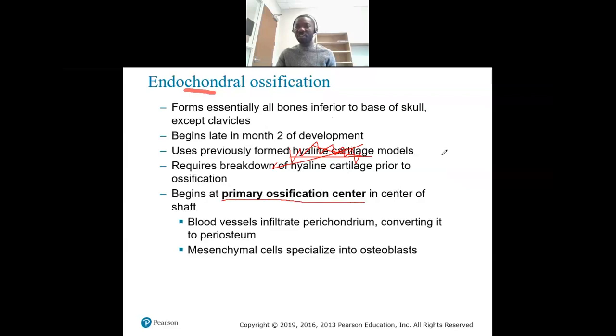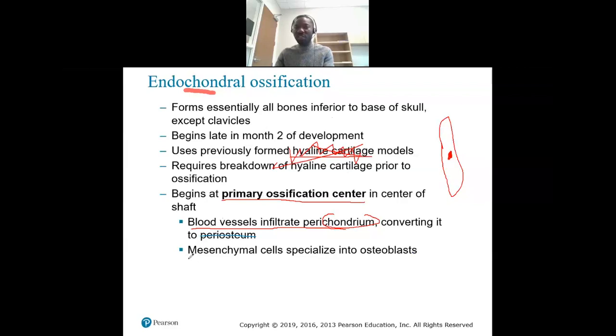All right. And usually this is at the middle of the shaft. So you have the shaft, and the primary ossification center is usually at the beginning of the shaft. Now, at this point, what is going to happen is there will be blood vessels that will penetrate the perichondrium. You remember perichondrium is the outer layer of the cartilage. You remember that? And it will convert it to periosteum. Periosteum is what covers the bone; chondrium is cartilage, osteon is bone. So blood vessels will penetrate the perichondrium so that it will start to convert the perichondrium to be the covering of the bone. All right.